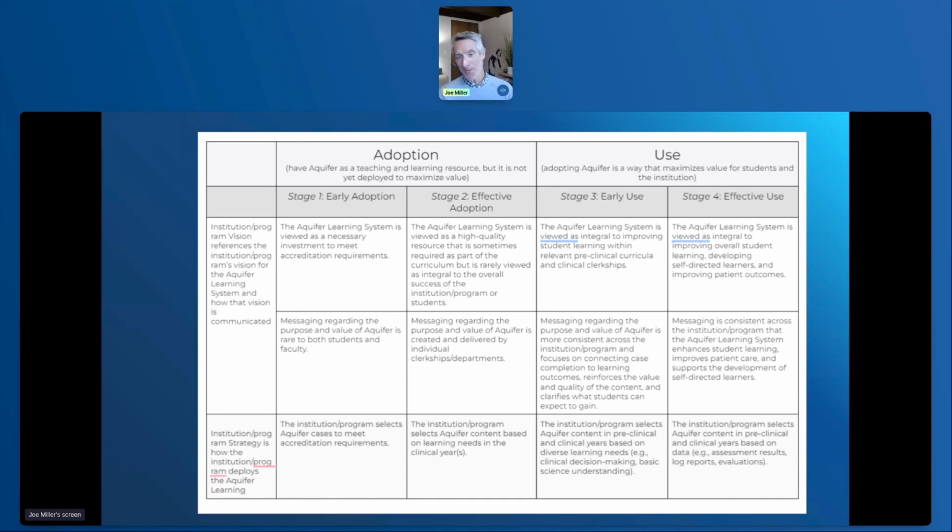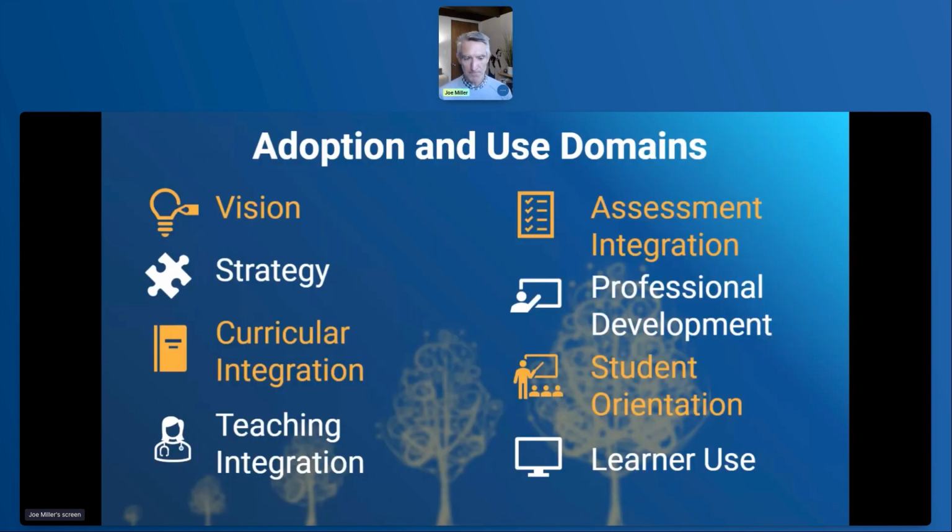And part of this too was also feedback back into Aquifer. So part of what we were thinking about was, if a program wants to improve, how is it that we help them? And so we need to know more about the needs of our various subscribers and partners. And so in the end, the framework ended up consisting of what we called domains, and there were 8 of them.